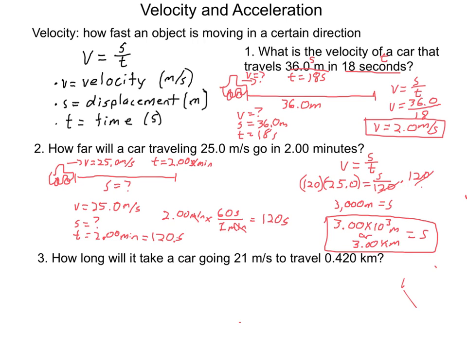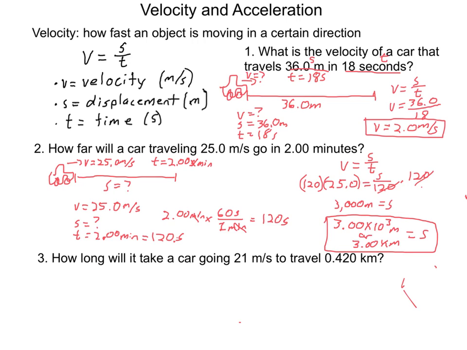So I come back to scientific notation. 3.00 times 10 to the third meters, or times 10 to the third we know means kilo, so you could report 3.00 kilometers as your displacement. Your displacement, S.